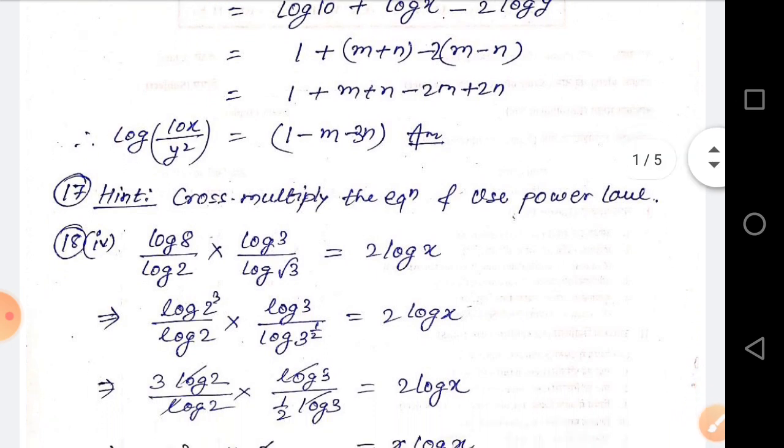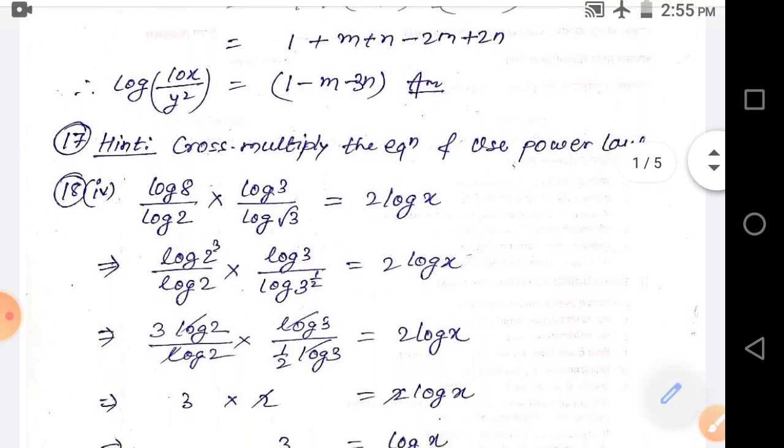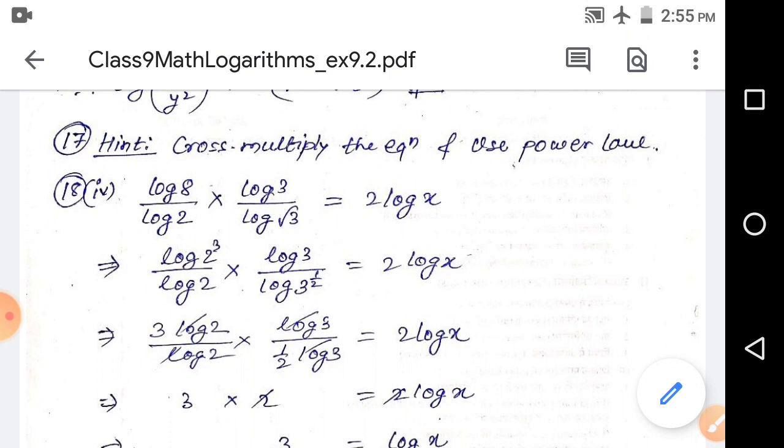Now see question number 17. The hint is given that we cross multiply the given equation. The question number 17 is log x by 2 is equal to log y by 3. So we can cross multiply them, and this becomes 3 log x is equal to 2 log y.